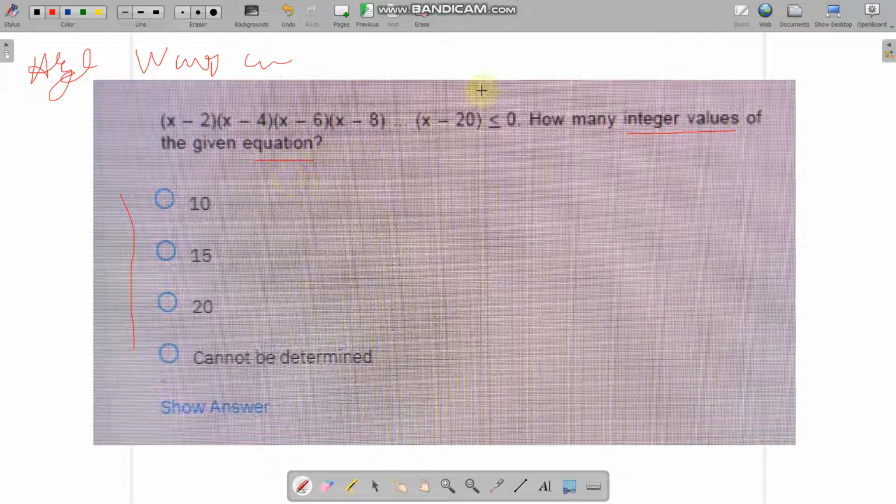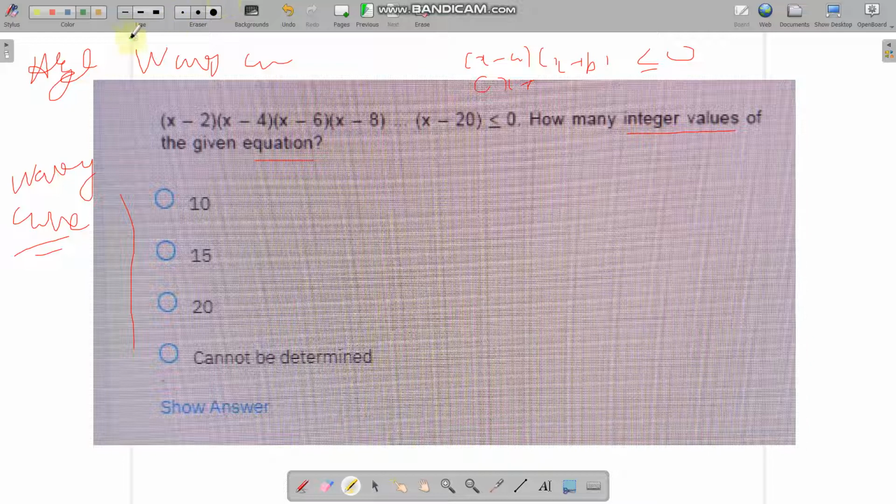So as soon as you see such questions, which are like (x minus a)(x minus b) less than or equal to 0, or greater than or equal to 0, or x plus a also, immediately you should use the method known as the wavy curve. So what we do in the wavy curve is, say we have an equation (x minus a)(x minus b) less than 0, and we are asked for the integer values.